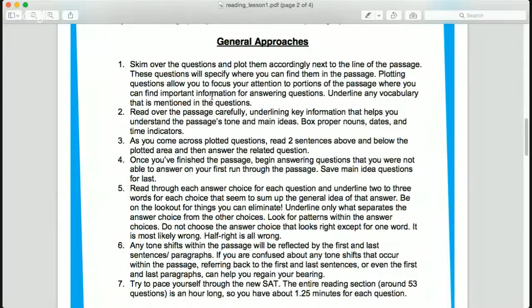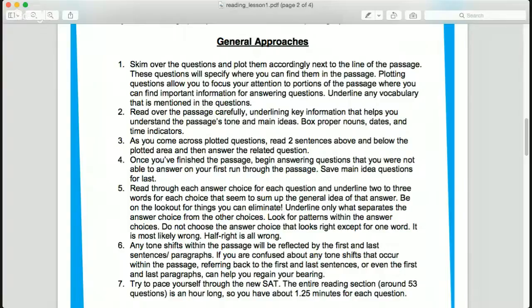3. As you come across plotted questions, read 2 sentences above and below the plotted area and then answer the related question. There are no more sentence completions in the new SAT, which means the new questions are very context dependent. They want to know if you know what a word means within the context of a whole passage, not just from background information. So be sure to give yourself all the information you need by reading above and below.